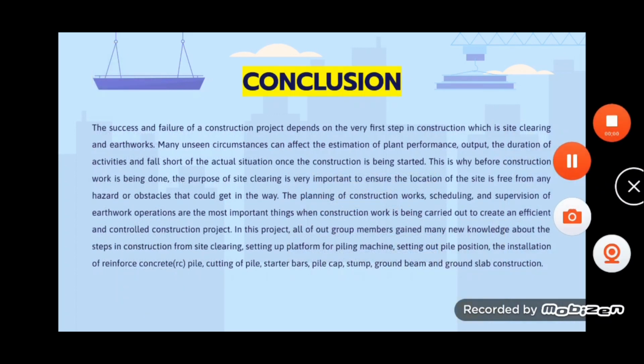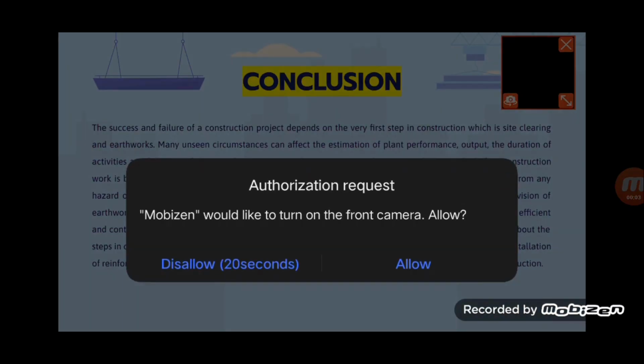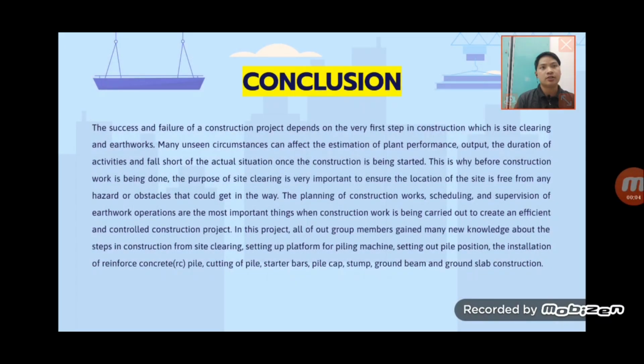As for the conclusion, the success or failure of a construction project can depend on the initial step of site clearing and earthworks. Proper planning, scheduling, and supervision of earthworks operations are crucial for efficient and controlled construction. When the project is done, the project team members will gain knowledge about various steps in construction, including site clearing, setting up platforms, installing reinforced concrete piles, and constructing pile caps, stumps, ground beams, and ground slabs.